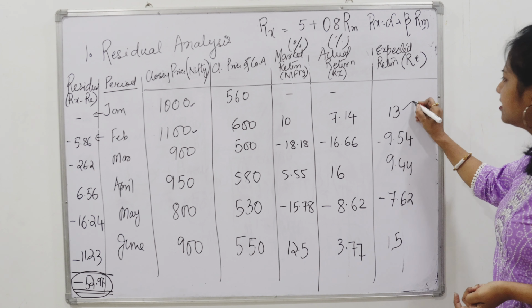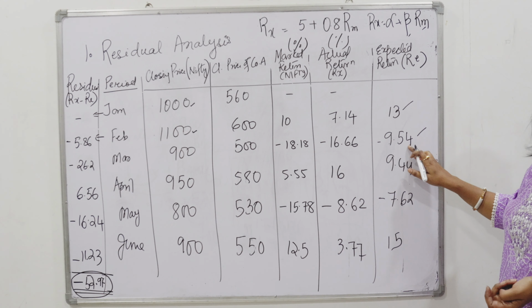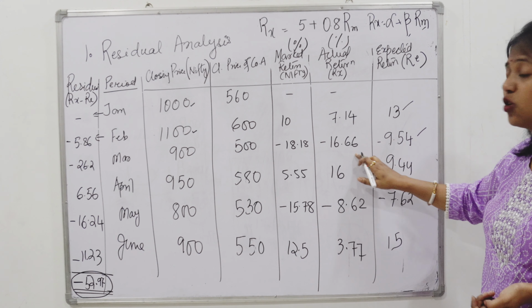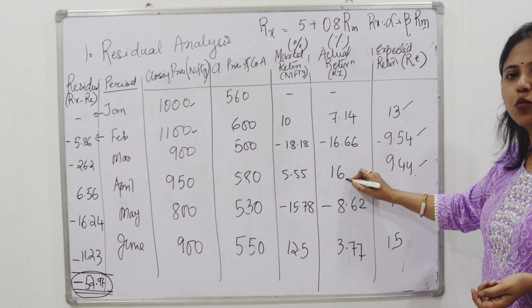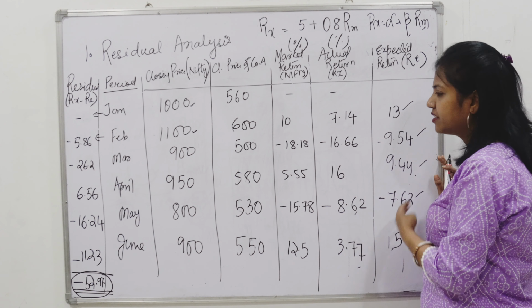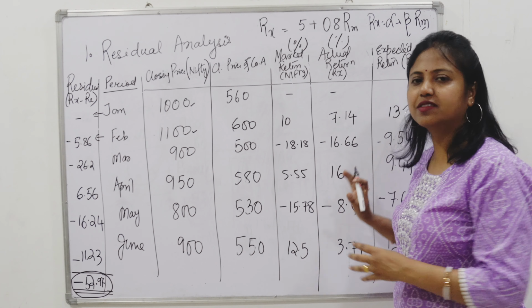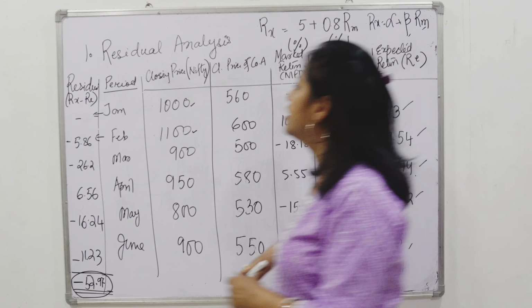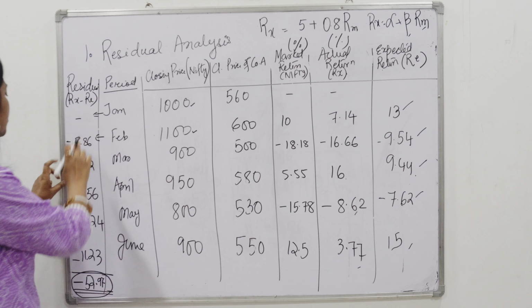So I expected 13, I got 7.14. I expected a loss of minus 9.54, but I got a lot more loss in reality. I expected less, but I am getting more here. I am expecting this much loss, but I am getting more than this loss. This way I calculated the actual and the expected return. Since this is a very hypothetical figure from my mind, the information is very arbitrary anyway. Then we subtract actual and expected and we get the residuals.